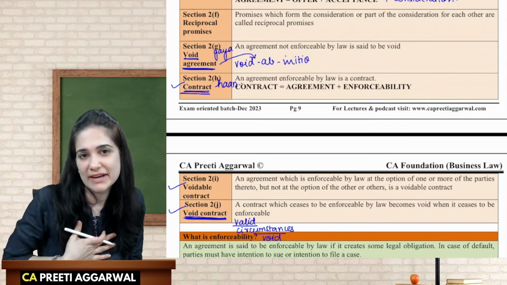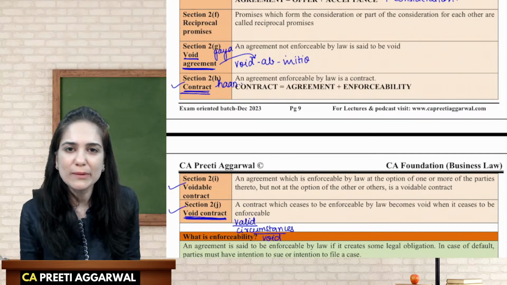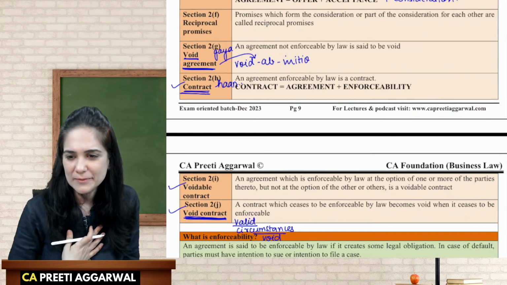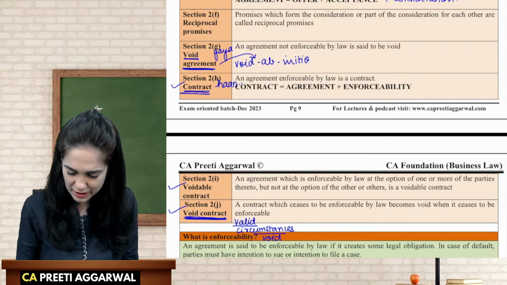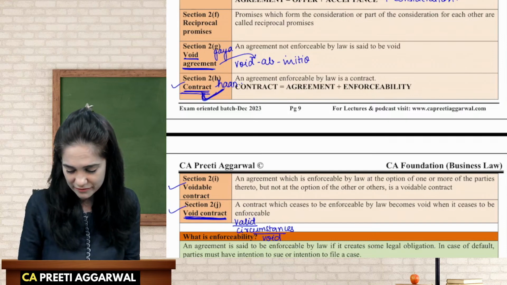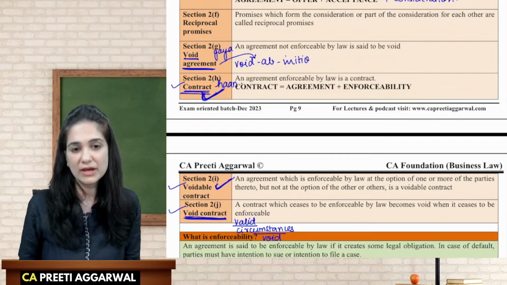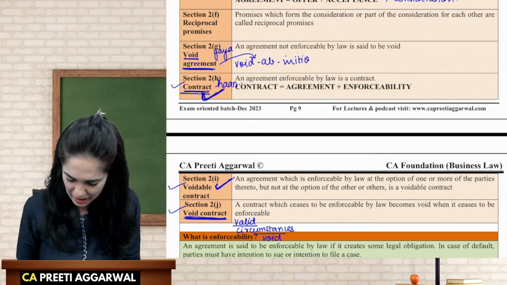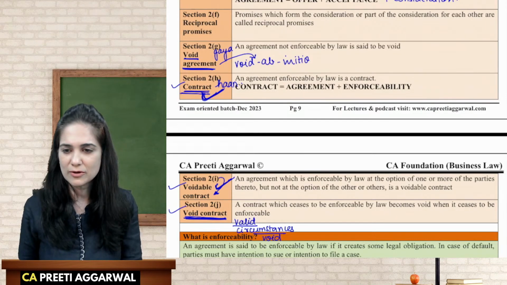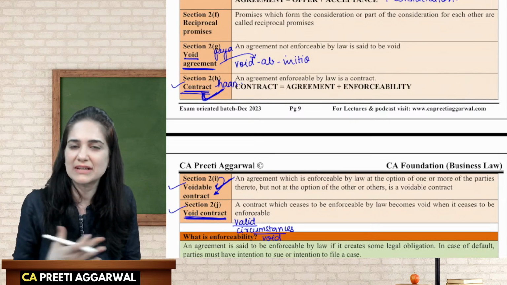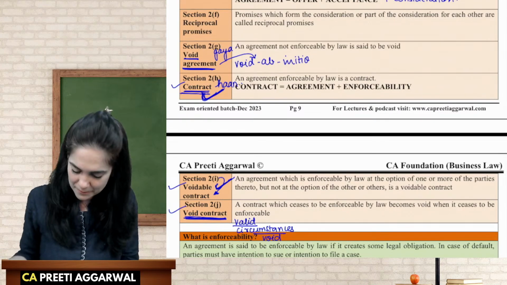I will decide. See what happens in case of a voidable contract. I, the aggrieved party, will decide whether this contract will remain valid or whether I can cancel the contract. I will decide whether I need to keep this contract valid or cancel it. That is nothing but a voidable contract.